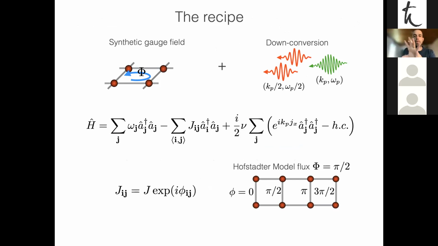Okay, now I want to go a little bit more into the details of the system that we came up with. Basically, for the synthetic gauge part we consider the well-known Hofstadter model, with flux pi half, so the photons, when they go around the plaquette, pick up the phase pi half, and we have a square lattice, and we have this pump. The parametric terms are only on site, and there is this phase, which describes the quasi-momentum of the pump photons.